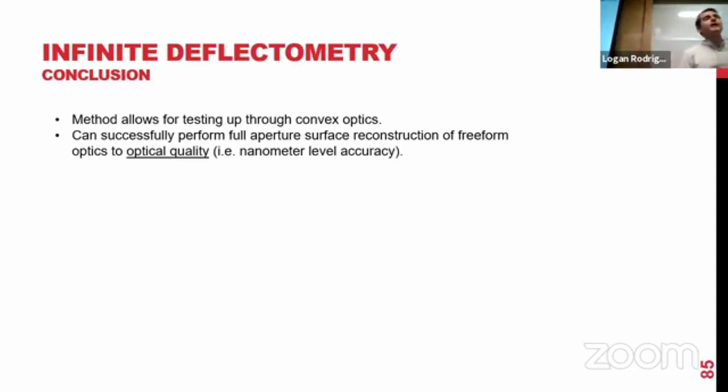Suffice to say that this method now allows us to test not only concave, but up through convex optics, something that we cannot do historically with deflectometry for a full aperture rapid test. And it allows us to also test highly freeform surfaces such as the Alvarez lens. I'll now move on, thankfully.